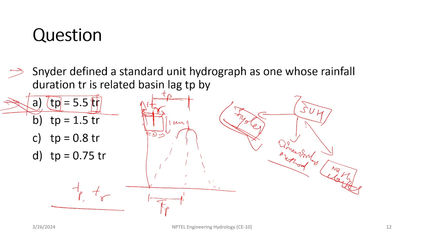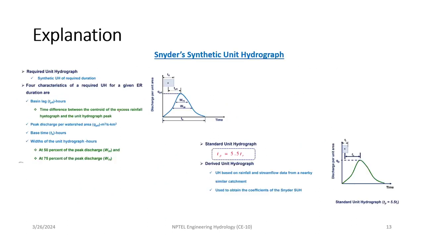Okay, so it will be TP equals 5.5 TR. Okay, ignore that 50%, it won't be like that.